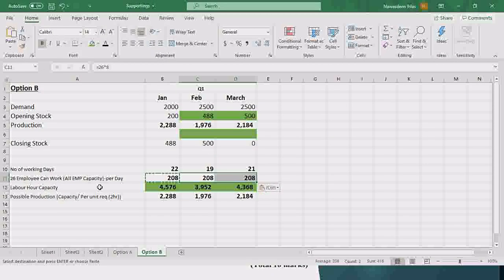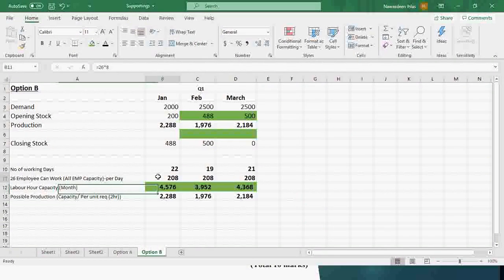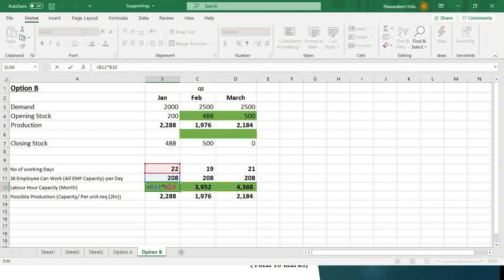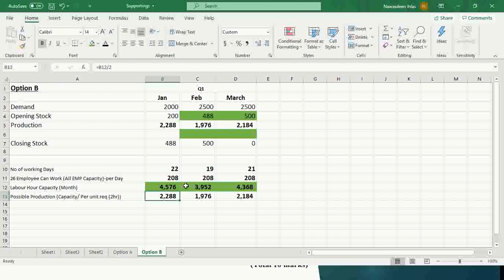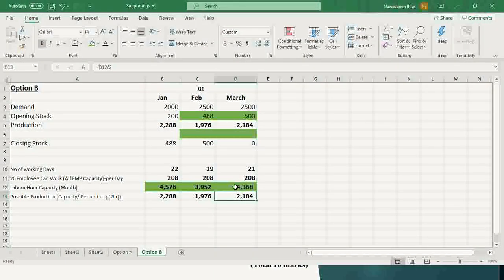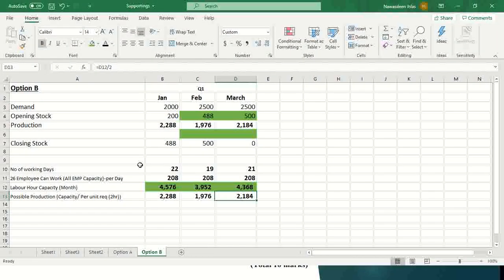This is for one month. For this entire month, this will be their capacity. So per day all employees can work this much labor hours. 22 days are there, so all workers' capacity per day into number of days will be the total month capacity. Now this is correct. Now we can find the possible production.